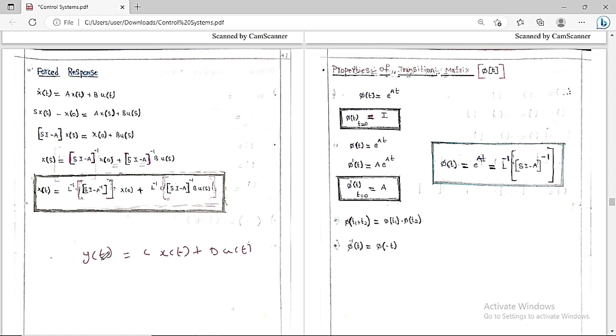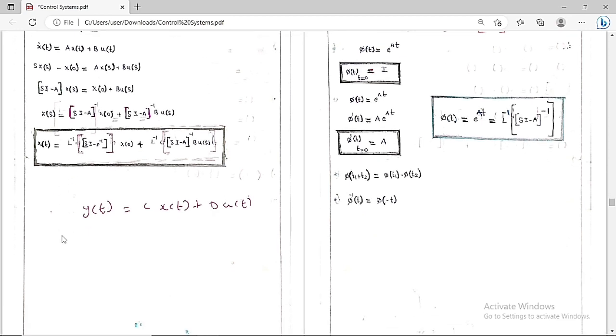So for a zero input response, x of t is equal to x of 0 into Laplace inverse of (sI minus A) inverse. Whereas for forced response, x of t is equal to Laplace inverse of (sI minus A) inverse into x of 0 plus Laplace inverse of (sI minus A) inverse into B into U of s. These things you always have to keep in your mind. So finally, listen carefully, the value of x of t for free response is x of 0 into Laplace inverse of (sI minus A) inverse.